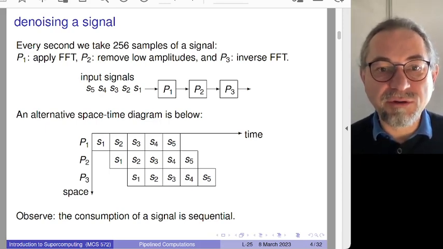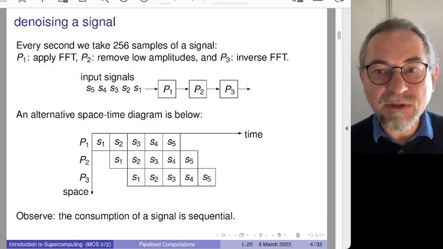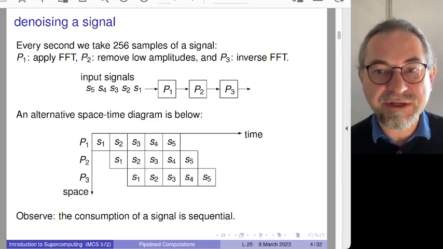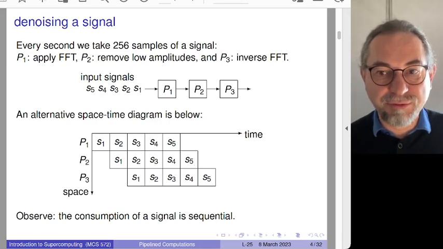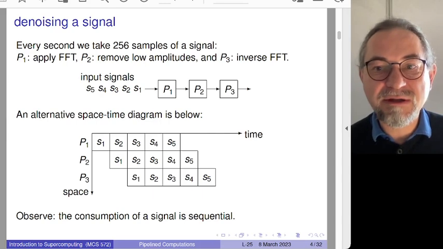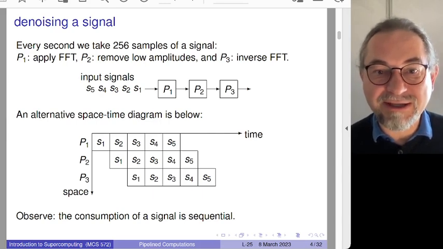So even though this looks like a very sequential process, you can see that if we were doing this sequentially, it would take again 15 time units, but now we can do this in 7 time units.